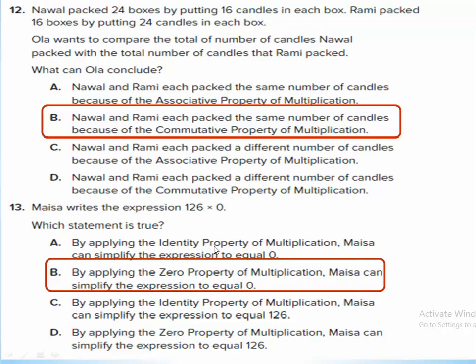Do you know the difference between the two statements? First one, he said identity property. We know that the identity element in multiplication is 1, so this is wrong. Maybe they will make mistakes for you, so read the statement well, okay? This is identity property. No, in multiplication the identity property is 1, not 0. But this is right, okay?